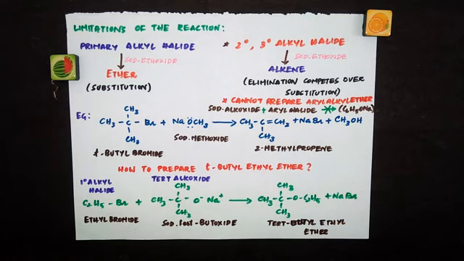One is acidic dehydration of alcohols. The other one is Williamson synthesis. And you have to be clear with this mechanism and the limitation of the reaction, so that when you are asked to predict the products, you could easily do.